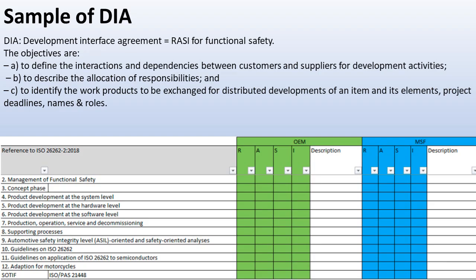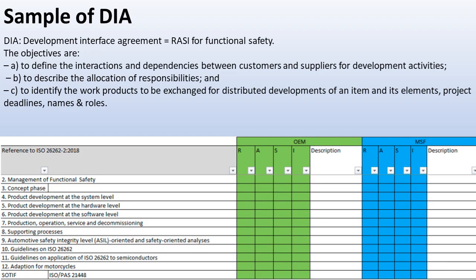As you can see, a sample DIA is shown in the lower part of the slide, where you can see who is responsible for the concept phase, and who is responsible for product development at the system level, at the hardware level, at the software level. We will be discussing FUSA at the system level, hardware level and software level in the coming sessions in a more elaborate manner. Who is responsible for HARA, meaning hazard analysis and risk assessment? All these things should be clearly outlined and mentioned in this particular DIA.